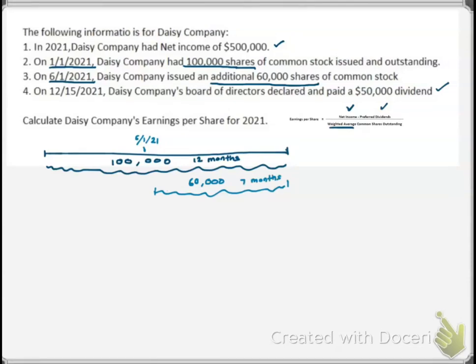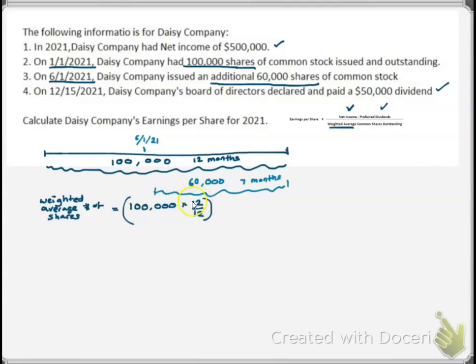Now we're going to learn how to calculate the weighted average common shares outstanding. Again, it's not a simple average where you take the beginning of the year plus the end of the year divided by 2. We're going to take into account when these shares were issued. So to calculate the weighted average number of shares outstanding, you're going to start off with the shares that were there for the entire 12 months.